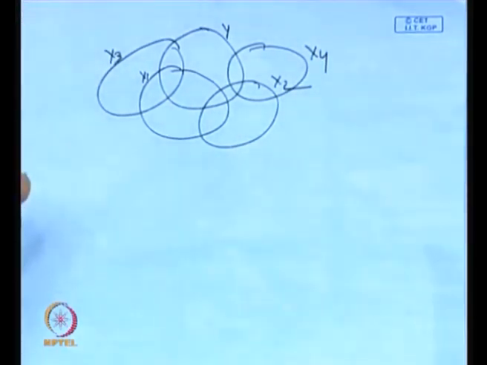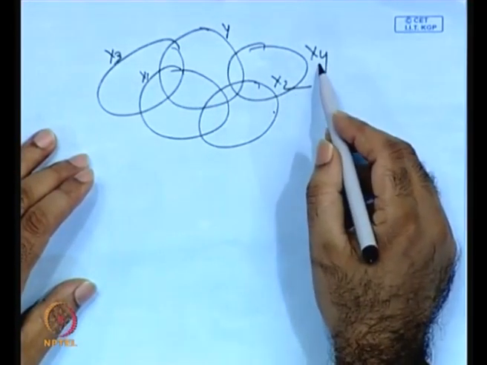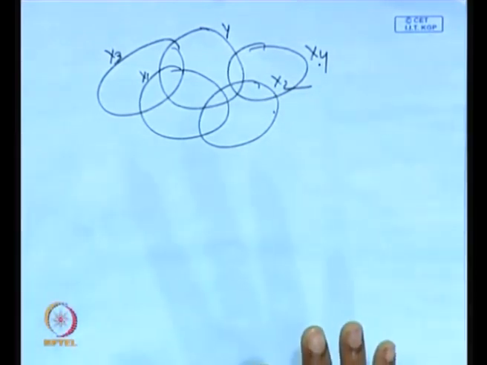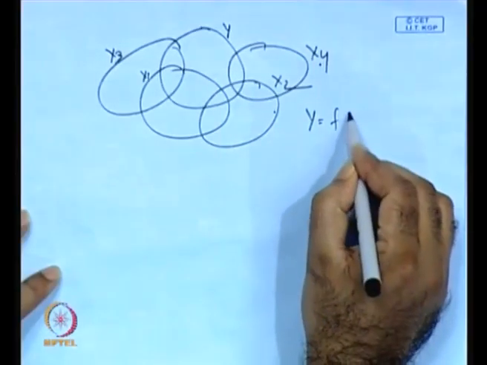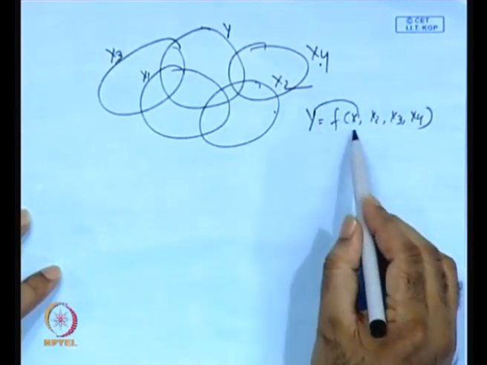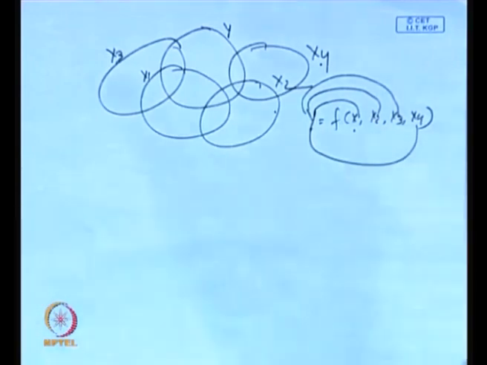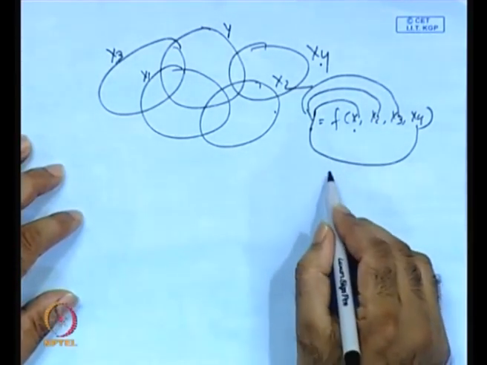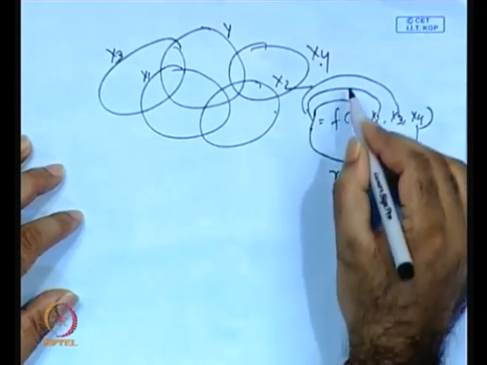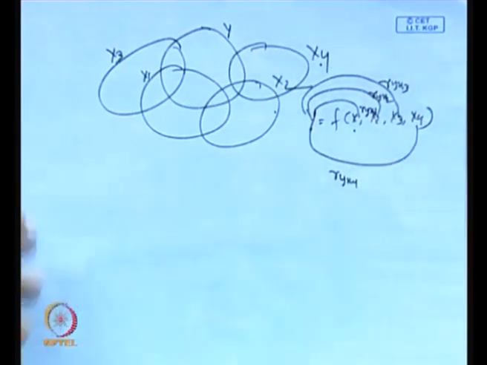Obviously, for the variables you have taken, x1, x2, x3, x4, by default there is some degree of association with y. It should be, otherwise you cannot go for econometric modeling. So y is a function of x1, x2, x3, x4. There should be some degree of association between y and x1, y and x2, y and x3, and y and x4. So you abbreviate this as r y x1, r y x2, r y x3, r y x4.